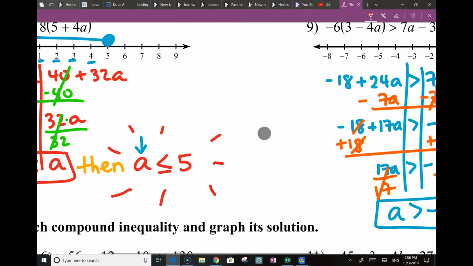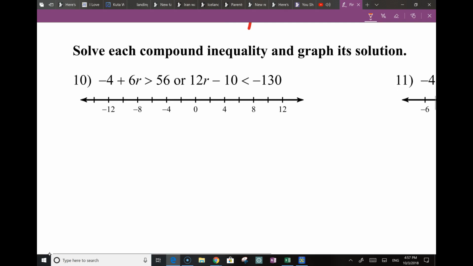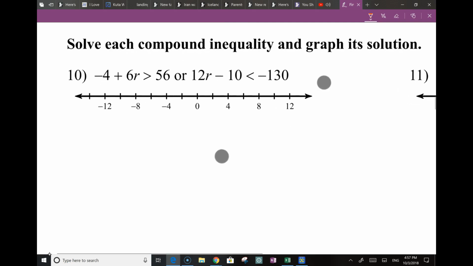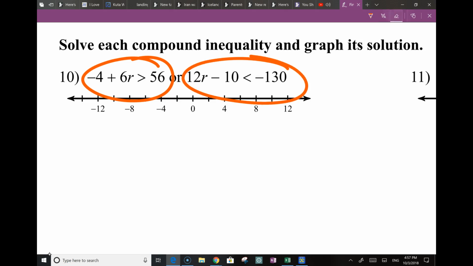All right, number 10. So in number 10, we have what's called a compound inequality, which is just a very mathy way of saying you have two inequalities and you need to solve them both. And after you solve them both, you're going to get two solutions, which you then have to graph together on a single number line. Okay, so we're going to graph this one first, followed by this one.